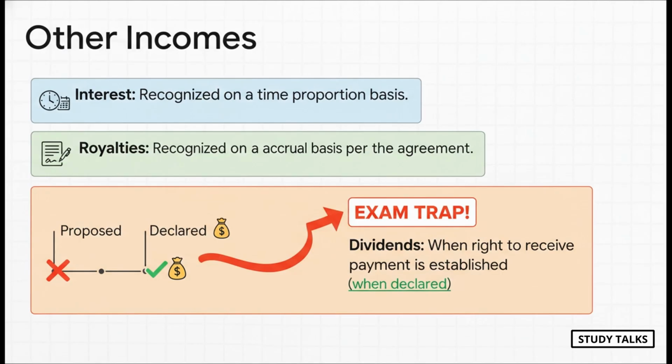And finally, we have other incomes. Interest? Simple. You recognize it based on time.